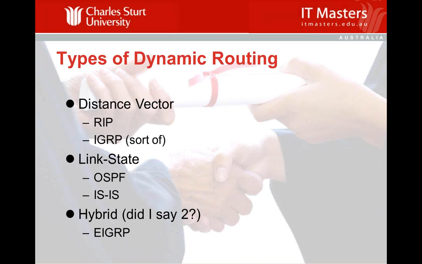And then there's a hybrid. Did I say two types of dynamic routing? Really, it's three. The hybrid is EIGRP, which again is a Cisco proprietary protocol, and it uses a number of metrics in combination to create a cost, if that makes sense, and we'll see a bit later on how that all works. Now, I'll just answer a couple of questions while I've got them here.